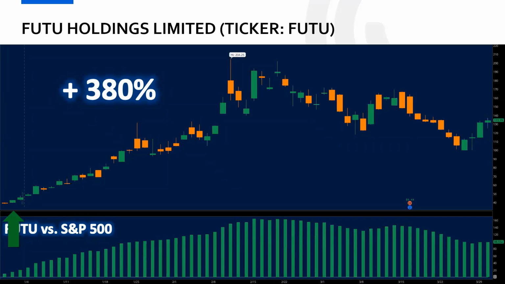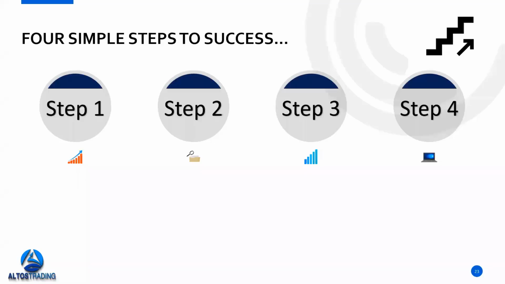All right. And these are not flukes. These happen over and over again. Okay. So I'm going to give you the formula for this in just a second, so you can do this on your own. Now, I use a really simple 4-step process to trade my relative strength system. So I'm going to give that to you right now.